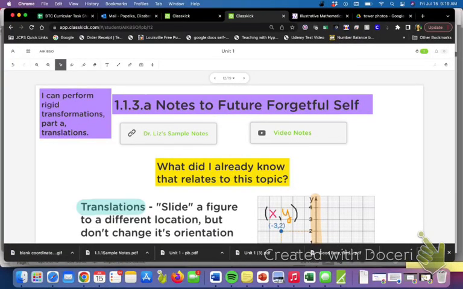Hi mathematicians! In this video, we are going to be making notes to our future forgetful selves about performing transformations, and specifically we're going to talk about translations.